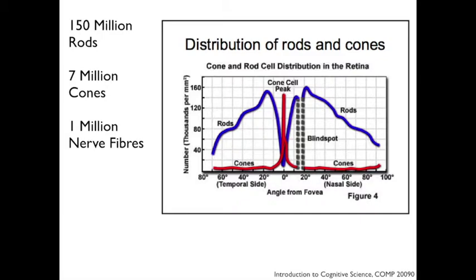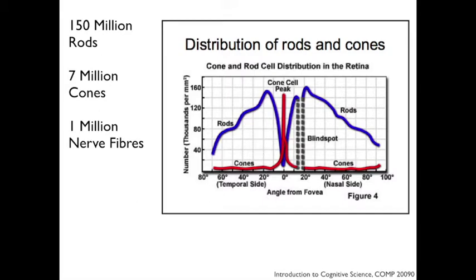Now here's a distribution of cones and rods in a cross-section across the retina. You can see there's a peak here. The cones are really only found in this one area. The rods, that's the blue ones, are found throughout the periphery, except for this one part of the retina where the optic nerve leaves.